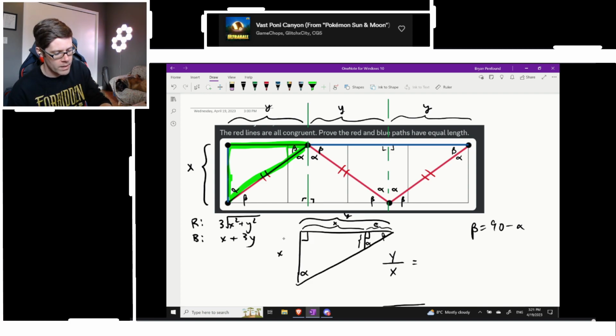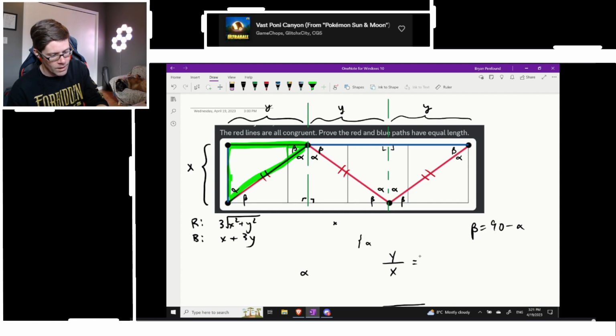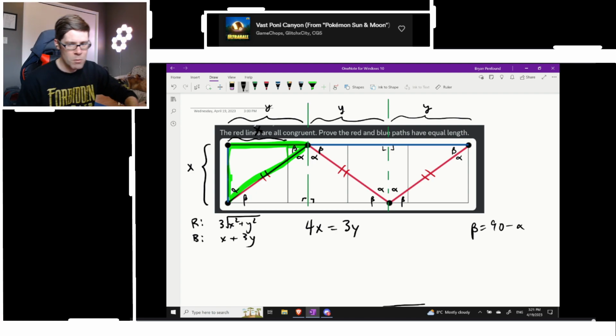Oh, I can probably make this a little bit easier. If we go under the assumption that this distance is x, then it's going to take 1, 2, 3, 4 of those. It's going to take 4 x's to equal the same distance as 3 y's. So maybe we just have to make that assumption.